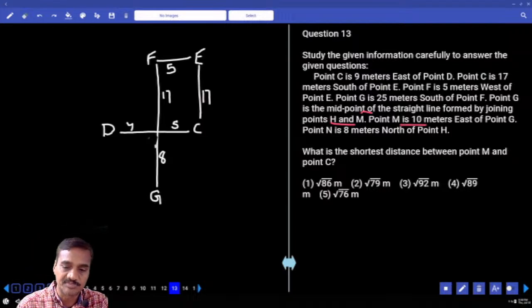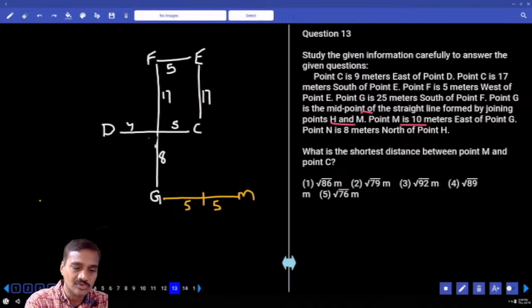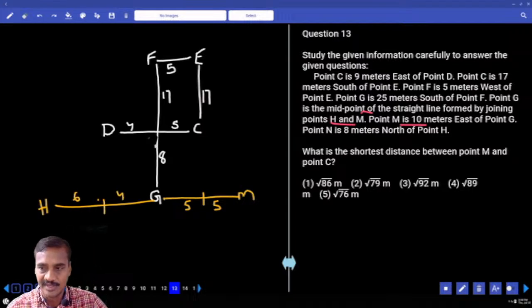Since it is given here, we are fixing this. As of now, M is 10 meters away. From here how much? 5 and 5. G is exactly between H and M. H is here, how many meters? 4, and this is 6 meters. And M is 10 meters.